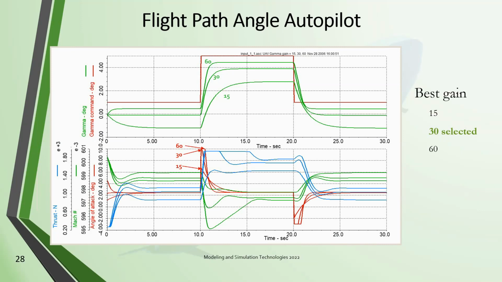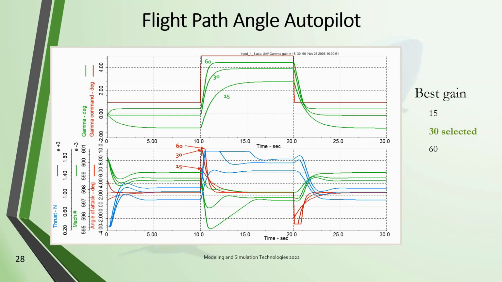So let's look at some typical plots that the students would present in their final presentation. We first look at the flight path angle autopilot and want to determine the best gain. In the top frame, I've plotted versus time. This is a 30-second trace. I've plotted a command, gamma command in red, and then the response of gamma. You see the command is a pulse lasting for 10 seconds and a value of 5 degrees gamma.